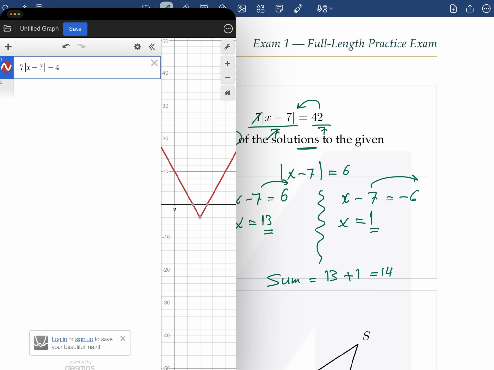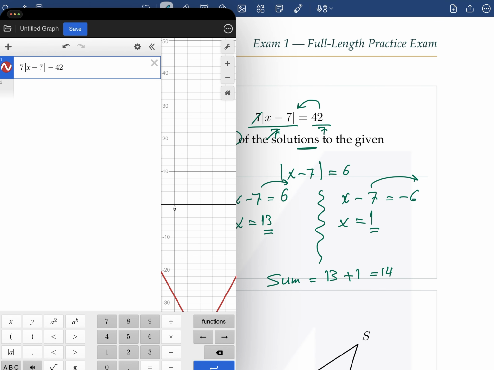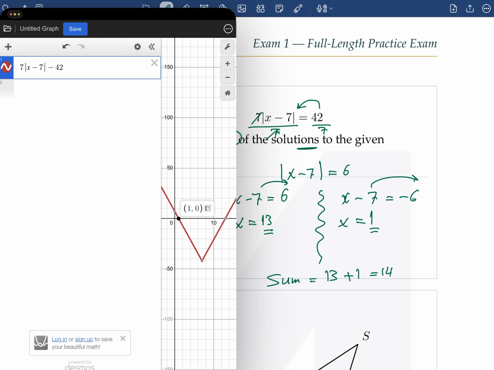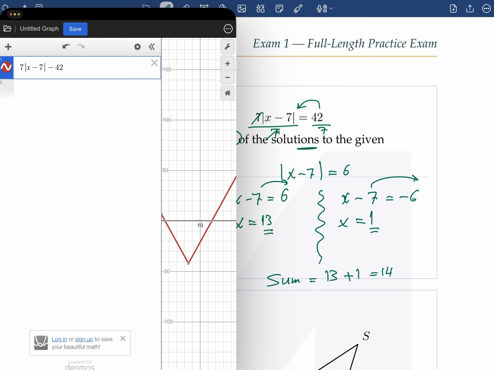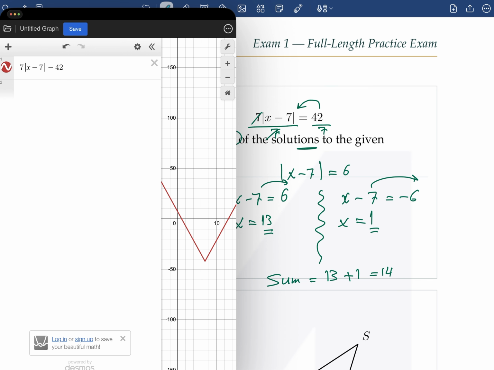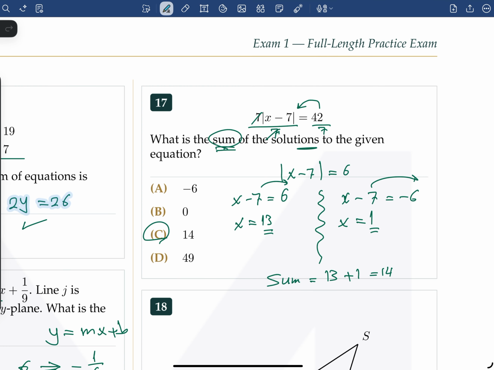So here minus 42, and you can see these 2 points of intersection or the points of the solutions, 13 and 0 and 1 and 0. So 13 and 1 are the solutions, so we can add them together to get 13 plus 1, which is equal to 14, as we mentioned here.